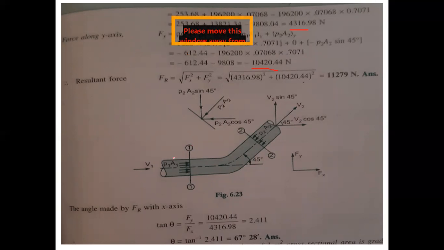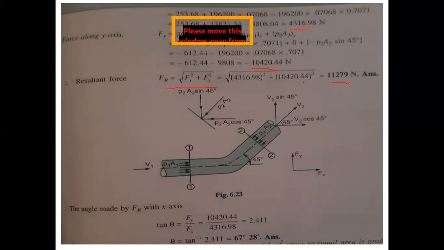So, as per the question, the figure is drawn. It is 45 degrees. Now the pressure is acting the same. Draw this for the pressure, and this figure for the velocity. Now what is the resultant force? The resultant force Fr is equal to root of Fx square plus Fy square. Substituting those values, you are getting the value 11,279 Newton.